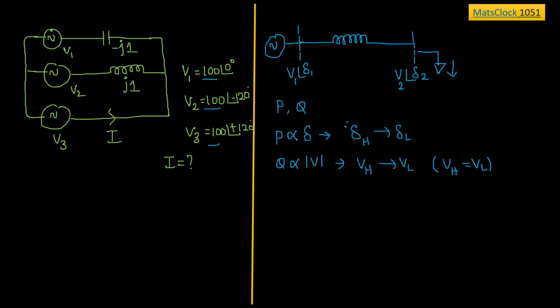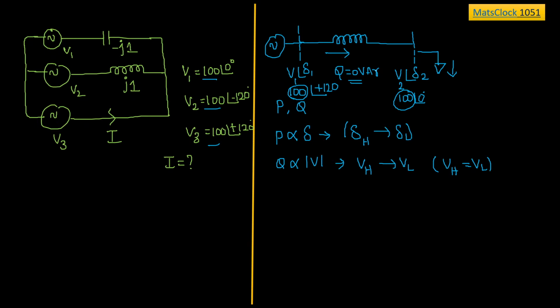Only you can observe real power flow. In our case, they told that the value of the voltage is given as 100 at an angle of plus 120 degree, and here we have 100 at an angle of 0 degree. The magnitudes of the voltages V1 and V2 are both the same. So in this network, there will be no reactive power flow. It will be 0 volt ampere reactive. First conclusion. These basics are very important.